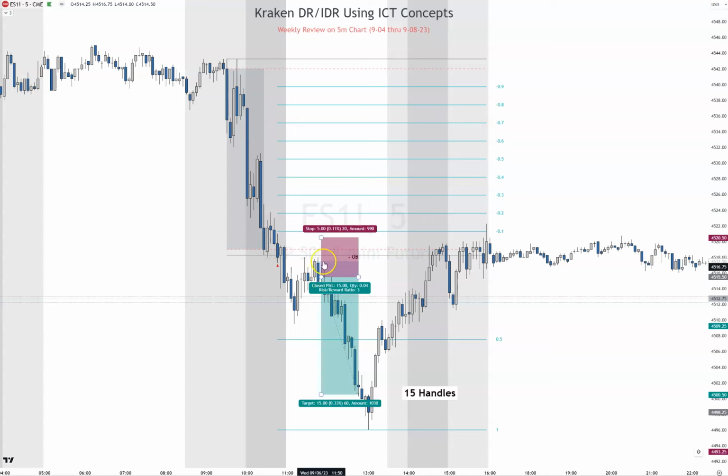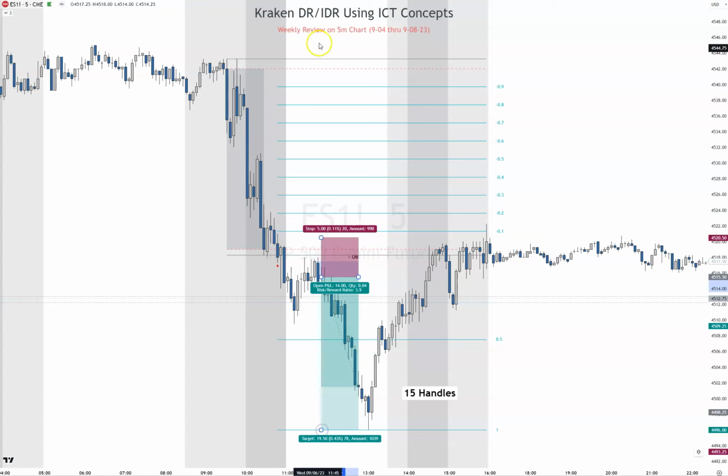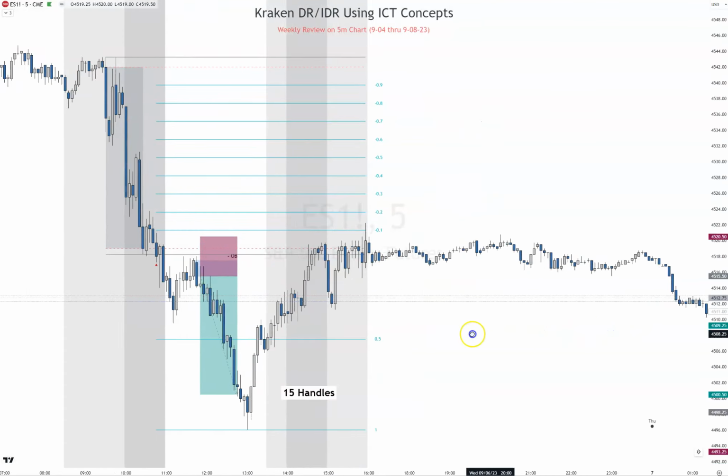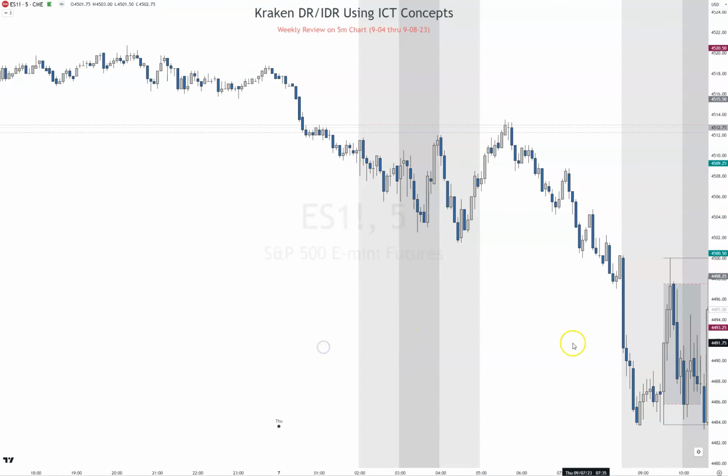So I got in here, 5 handle stop to go above this high, and then we aimed for 1 to 3, which is here. Now, if you aimed for the 1, you would have gotten 19.5 handles instead of 15. So we aimed for 1 to 3 here. Got 15 handles on Wednesday. So we're plus 15.